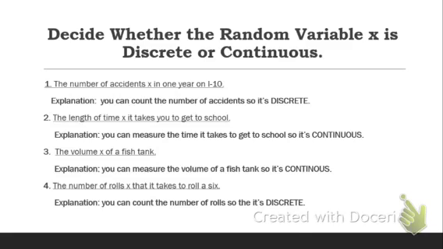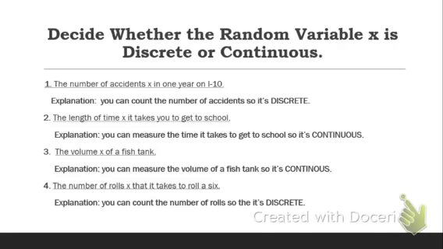Example number 2. The length of time x it takes you to get to school. Since you can measure the time it takes you to get to school, then the random variable is continuous. Example number 3. The volume x of a fish tank. Since you can measure the volume of a fish tank, the random variable is continuous.